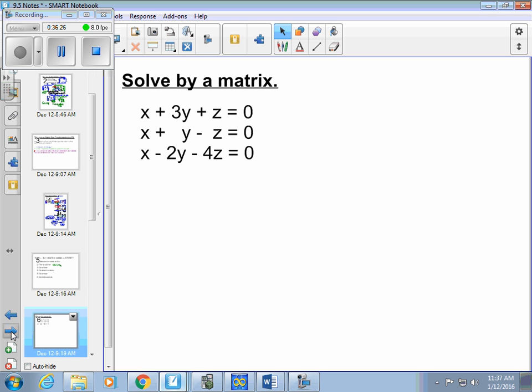Okay. So here we go. We're going to solve this one by a matrix. We might run out of time. We'll pick up here tomorrow if we run out of time. Okay. Start with your augmented matrix.